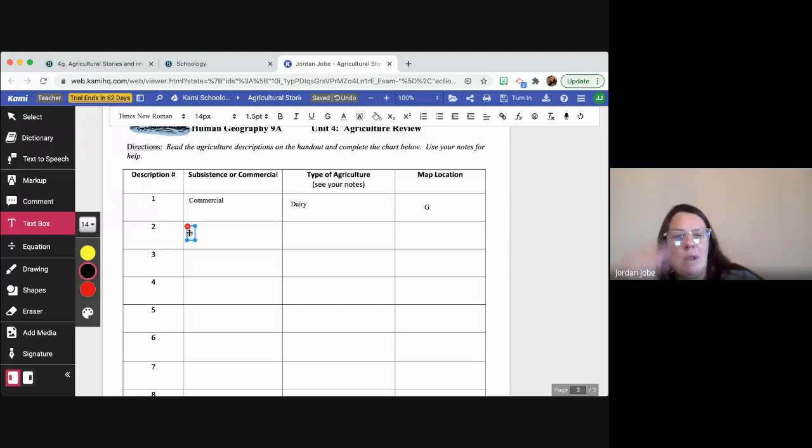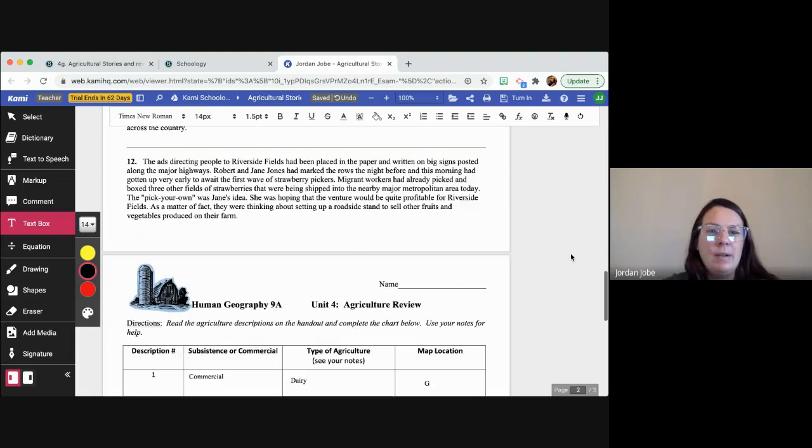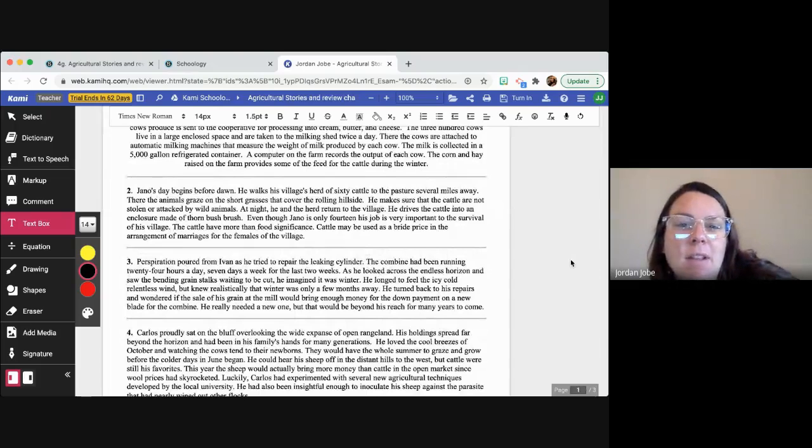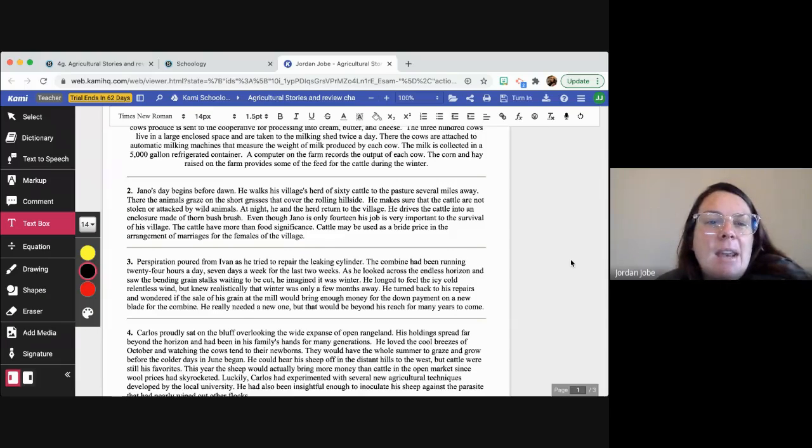And then we continue on with looking at number 2. All right, so if we take a look at number 2, it says, Jano's day begins before dawn. He walks his village's herd of 60 cattle to a pasture several miles away. There, the animals graze on the short grasses that cover the rolling hillside. He makes sure that the cattle are not stolen or attacked by wild animals. At night, he and the herd return to the village. He drives the cattle into an enclosure made of thorn brush.